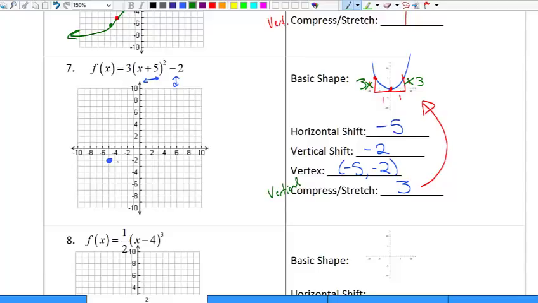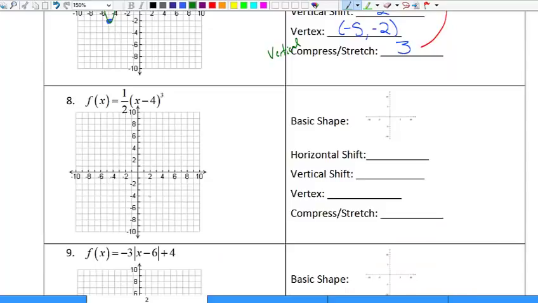So on my picture, from my vertex, I'm going right 1 and up 3. Left 1 and up 3. So I have a parabola there. Make sure that's a nice smooth curve and no sharp edges.